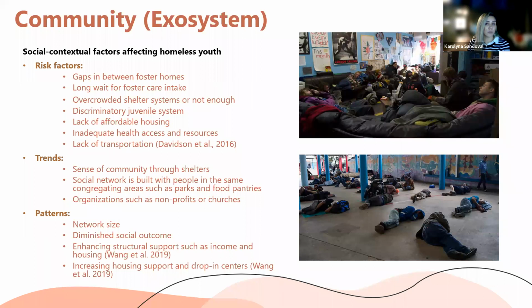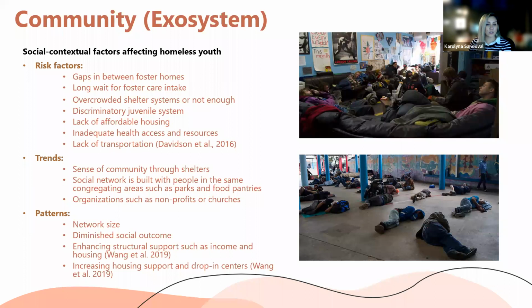In the next ring, which is the community and exosystem, we see how social contextual factors affect homeless youth. Some of the risk factors in this layer are the gaps between foster homes, long waits for foster care intake, the overcrowding of shelter systems or not enough drop-in centers, discriminatory juvenile systems, lack of affordable housing, inadequate health and access to resources, and the lack of transportation, which I found through an article by Davidson et al.